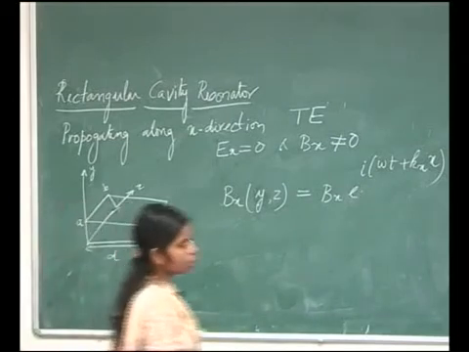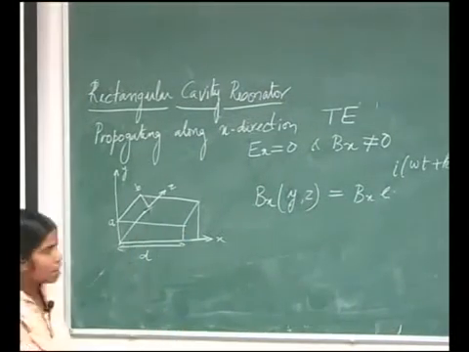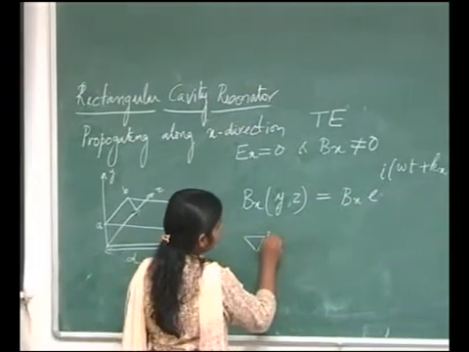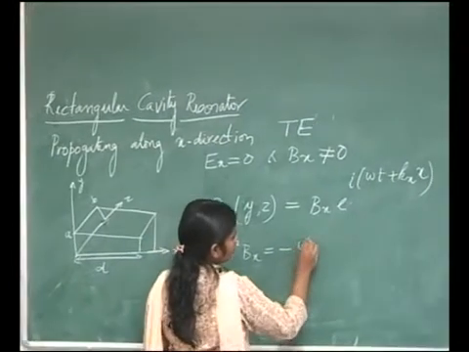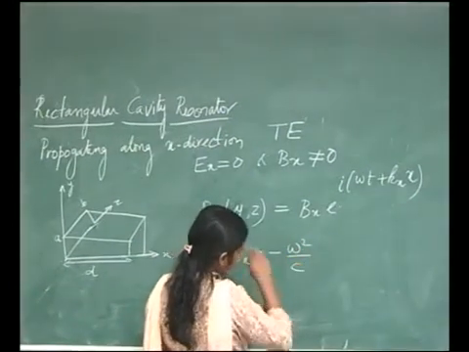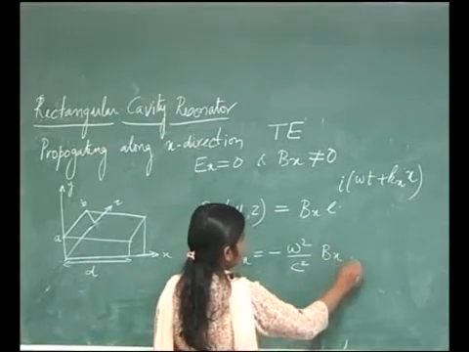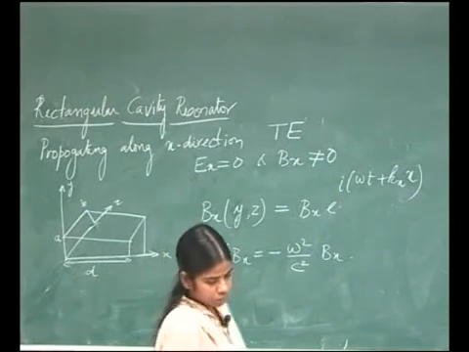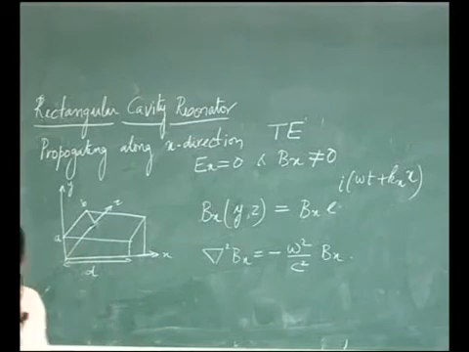Then from the curl equation, del cross B is equal to mu 0 epsilon 0 del E by del t. If I take curl of that equation, then I get something like this: del square Bx is equal to minus omega square by c square Bx. बताइए ये ठीक है? Is it okay or not?